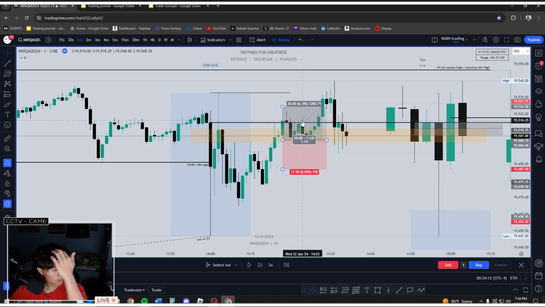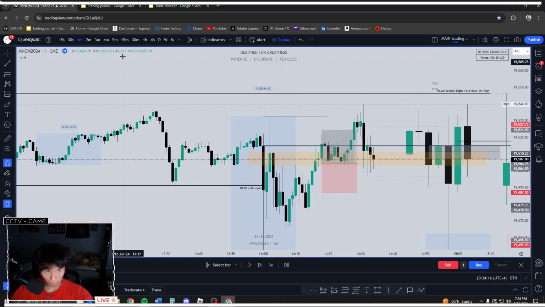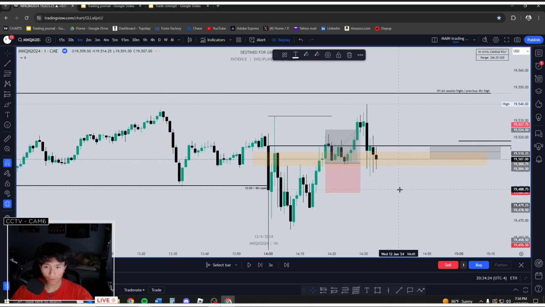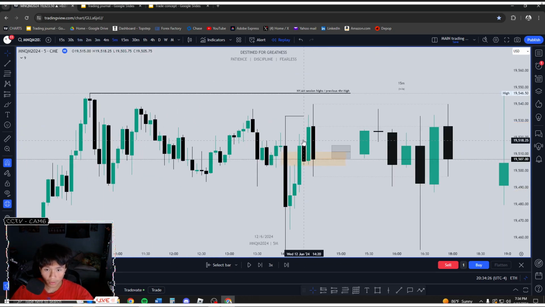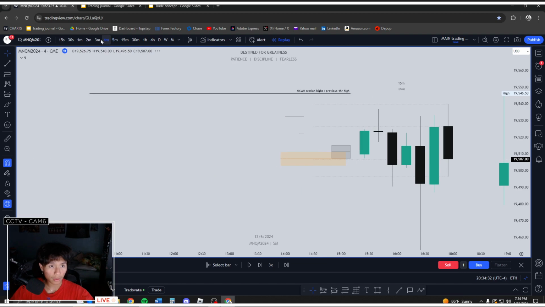Alright, just making sure everything's working. I'm showing my screen. Okay, so I take my trade at the 3-minute fair value gap. Notice that right here stops is right below the 3-minute fair value gap, and I'm targeting this 5-minute high. So let me just mark that out.